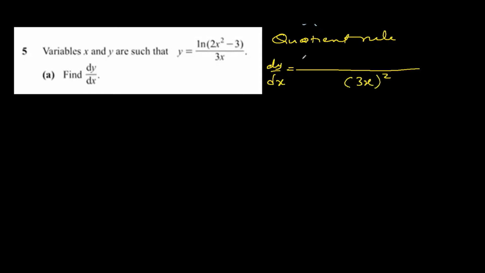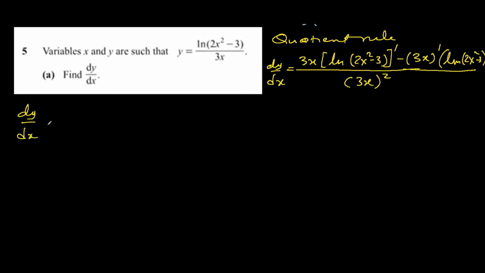write the same denominator first and differentiate the numerator ln 2x square minus 3, subtract this times, differentiate the denominator but write the numerator as it is. Alright, so let's continue here. Square of 3x will be 9x square. 3x remains 3x.